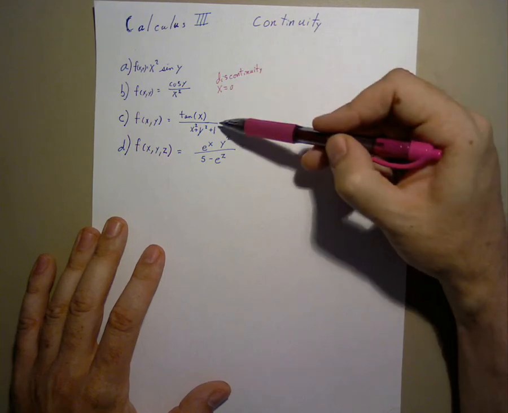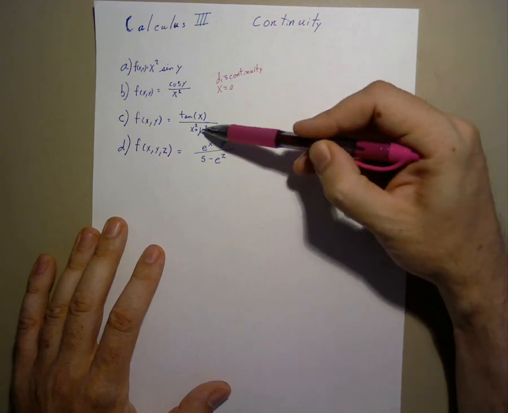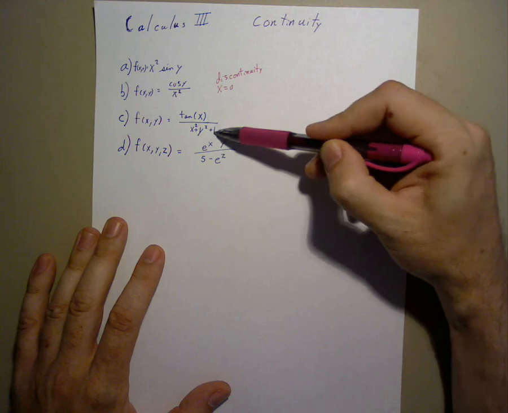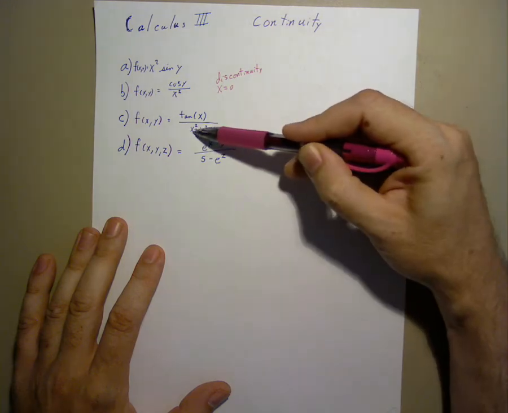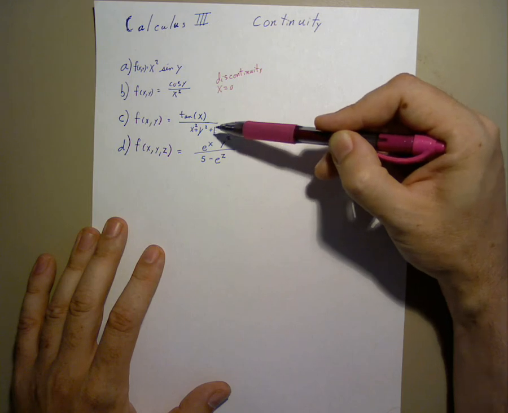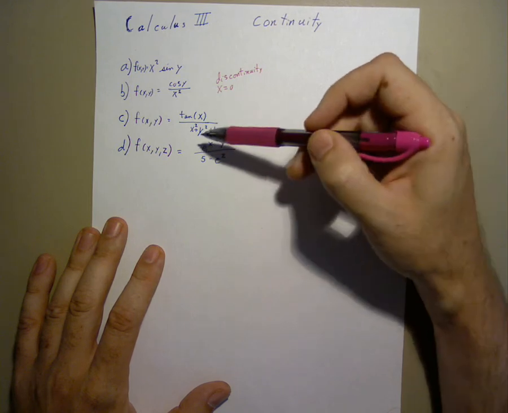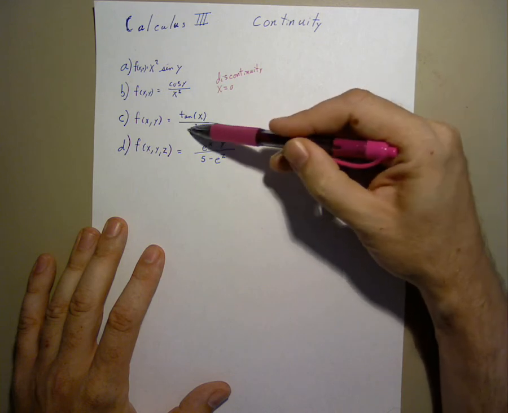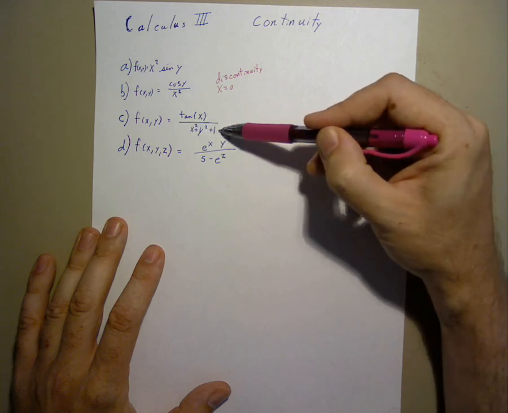If we look at our next example, tangent x over x squared plus y squared plus 1, we notice that the denominator can never be 0, because x squared is always positive and y squared is always positive, or at least not negative. And with these two plus 1, the minimum the denominator can be is 1.